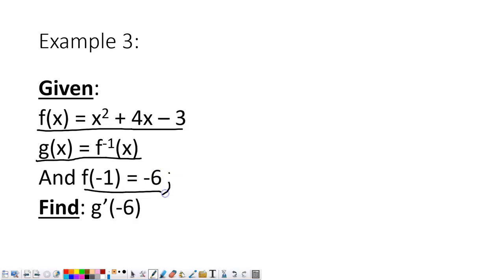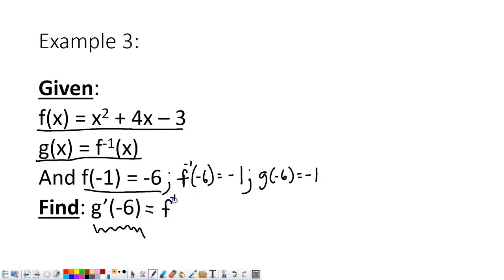Now, as you guys know, if f of -1 equals -6, then that means that the inverse of f of -6 would have to be -1. Another way you could write that, since f inverse is g, is you could write it like this. Okay, either way is fine, but there it is. So now our goal is to find g prime of -6. Another way to write that is f inverse prime of -6.